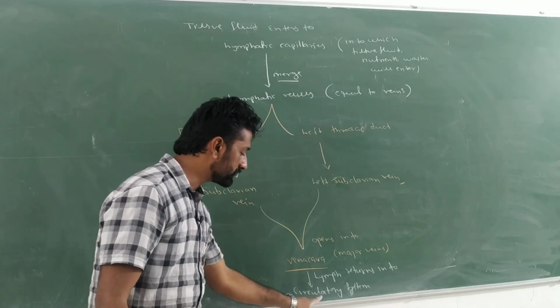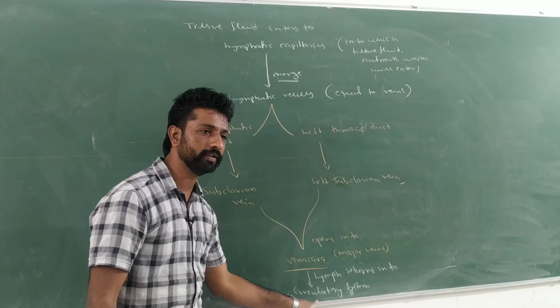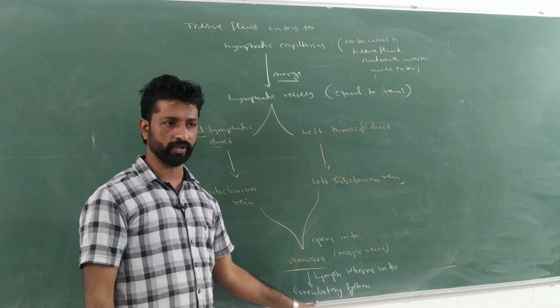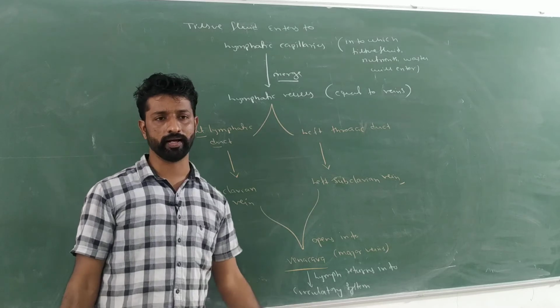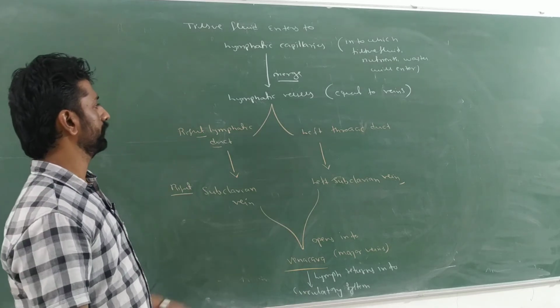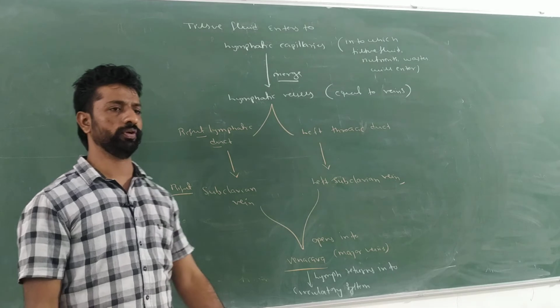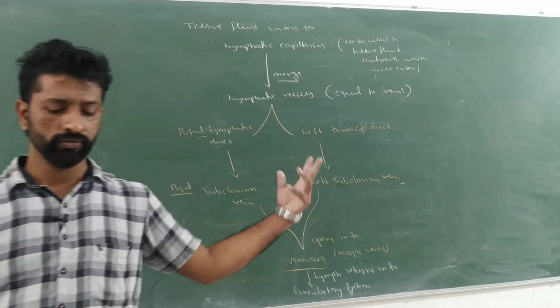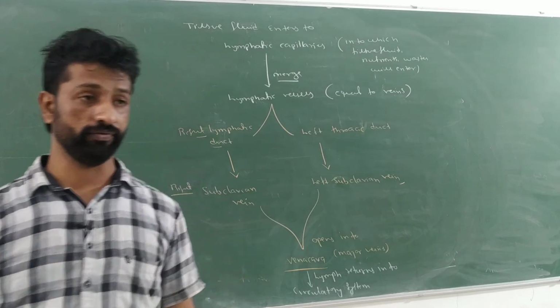Then the blood which is returned into the circulatory system will have metabolic waste as well as carbon dioxide in it. In this way, the lymph, or the tissue fluid, acts as a middleman of the body. Then what are the functions of such lymph?